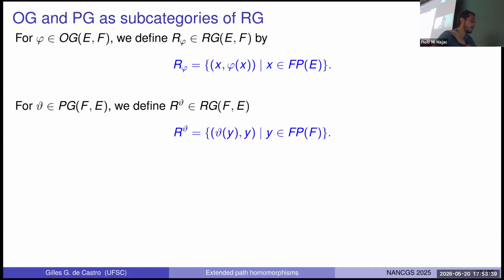For the path homomorphism, we define this should be from E to F, not from F to E. The relation is from E to F, while the homomorphism is from F to E. And so the relation is just the transpose of the graph. We just take the graph, and instead of looking at the image in the second coordinate, we look at the images in the first coordinate. Okay, so this is how we see the original categories as a subcategory of the relation category.